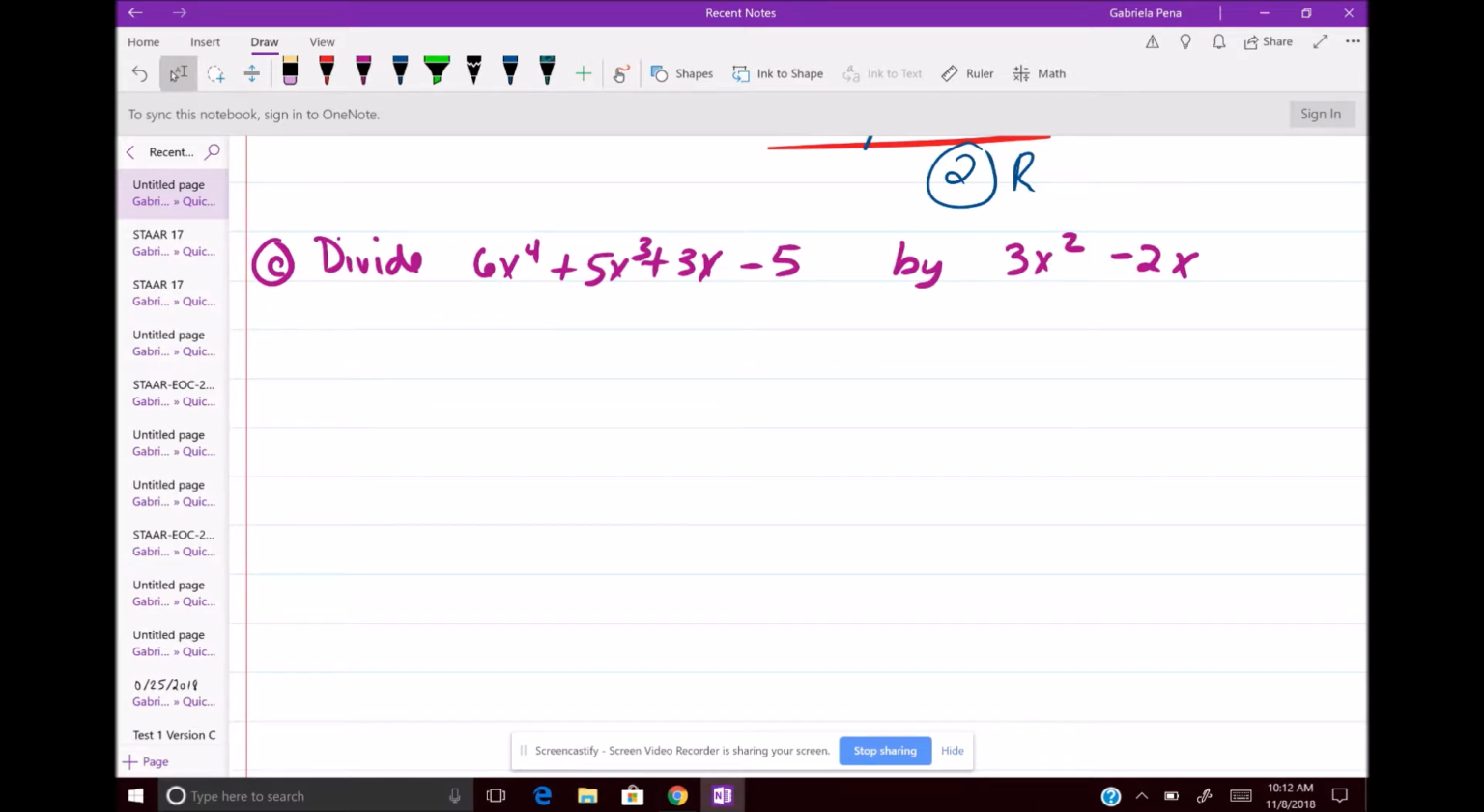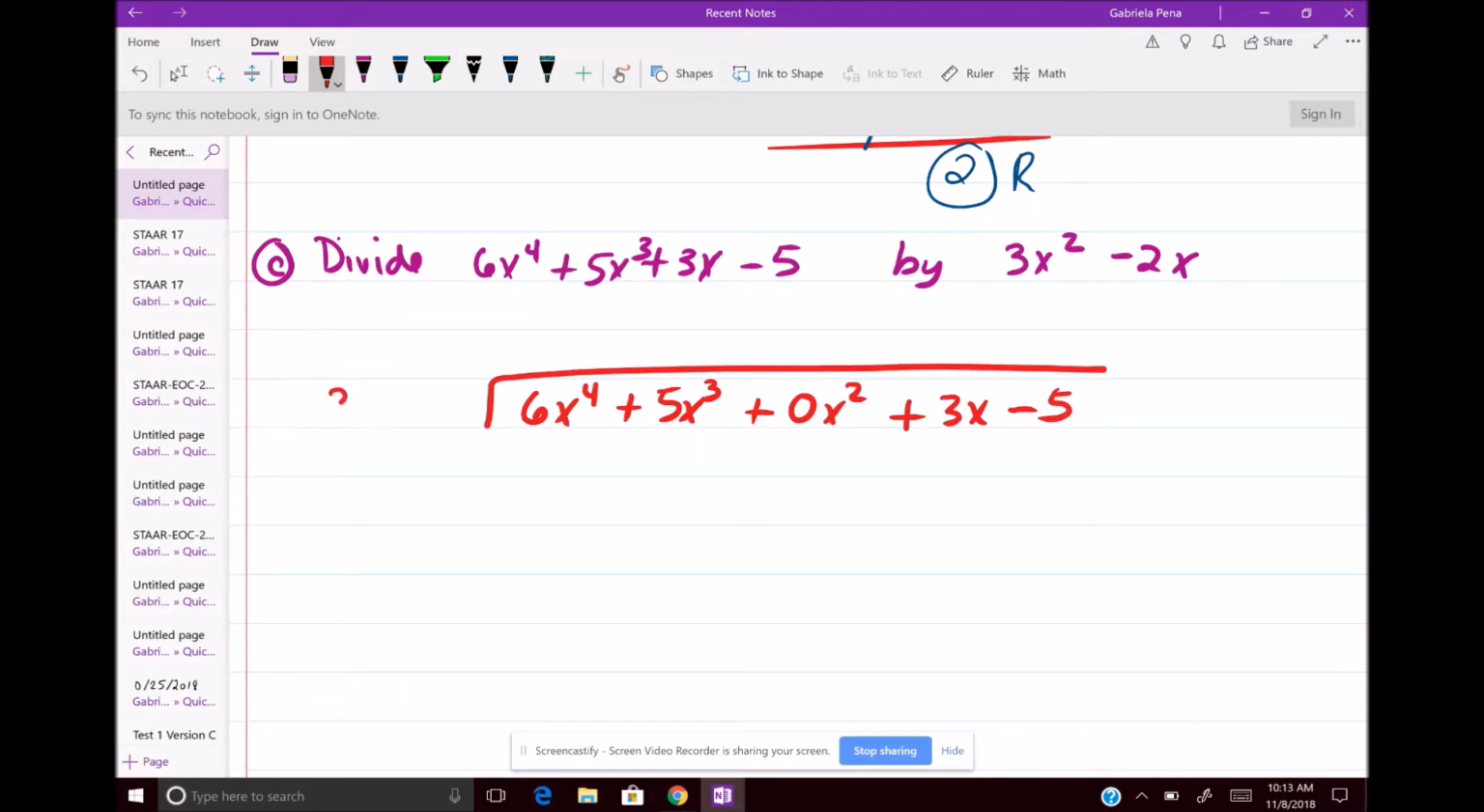But what number are we going to put in front of it? A 0. So when I write this out, it's going to have to be 6x to the 4th plus 5x cubed plus 0x squared plus 3x minus 5. All this is divided by 3x squared minus 2x. So if there is one missing, you have to put it with a 0. You have to. Are we clear there? Yes? Perfect.